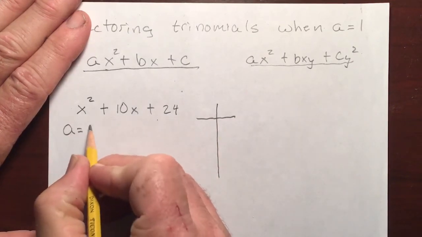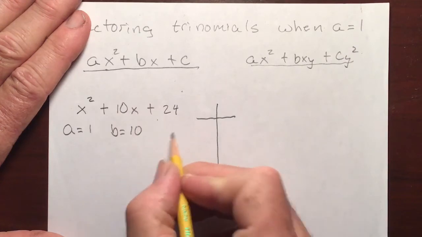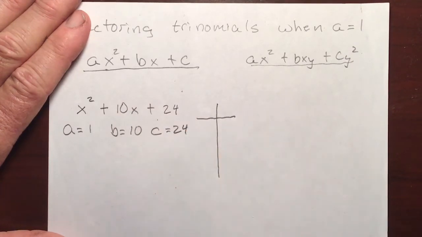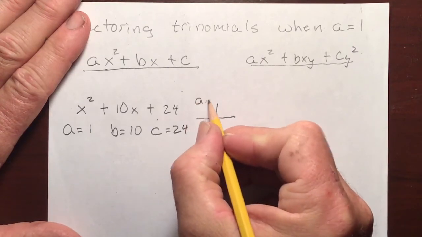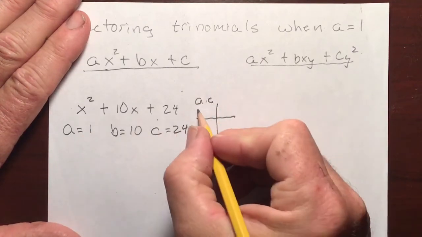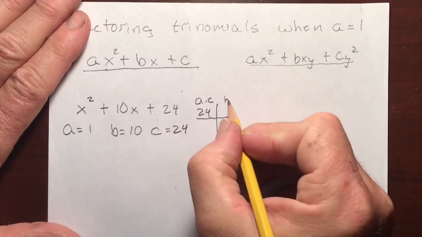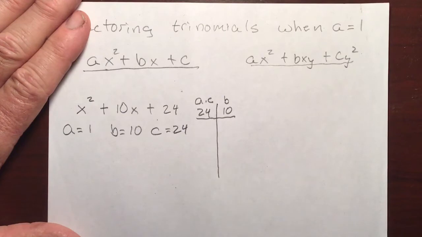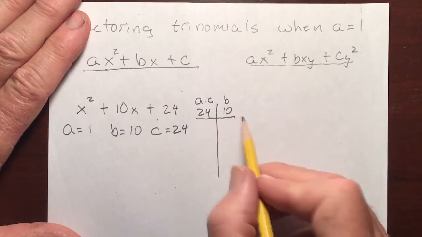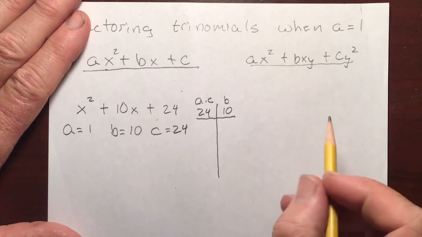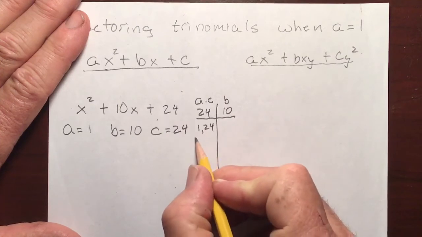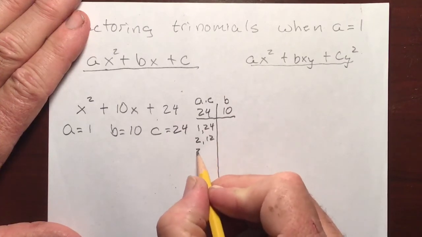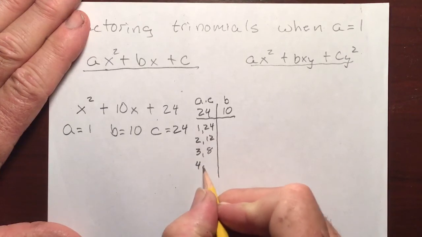Basically, a is equal to 1, b is equal to 10, and c is equal to 24. Now I'm going to take a times c. So 1 times 24 is 24, and b is going to be 10. I'm going to look for all the numbers that, when I multiply them, give me 24. So you get 1 and 24, 2 and 12, 3 and 8, 4 and 6.